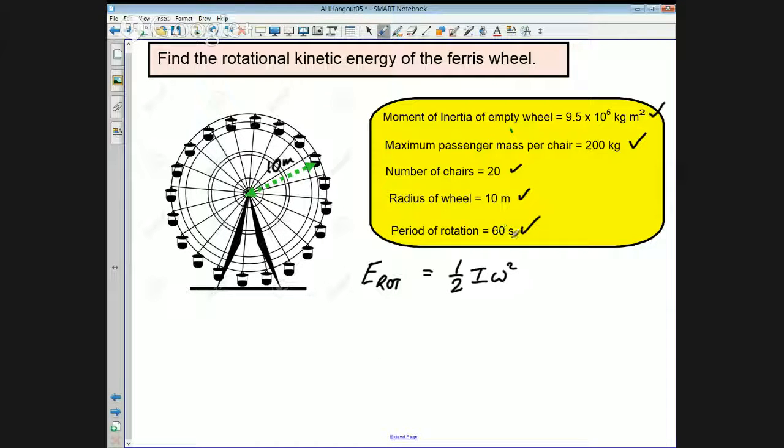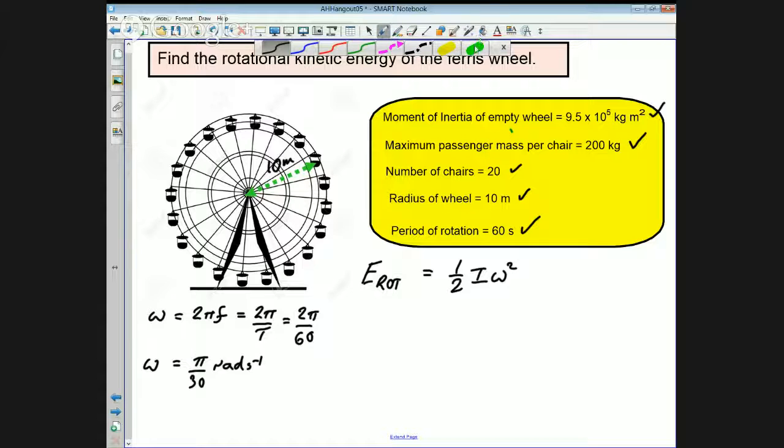Right away, from the period of rotation, 60 seconds, I can work out omega, the angular velocity. How can I do that? Well, omega is always equal to 2 pi f, and the frequency is equal to 1 upon the period. So omega is 2 pi divided by the period, which is 2 pi over 60 seconds. So omega is equal to pi divided by 30, and the units are radians per second. So we have the first part of the information: omega is pi upon 30 radians per second. No problems there.